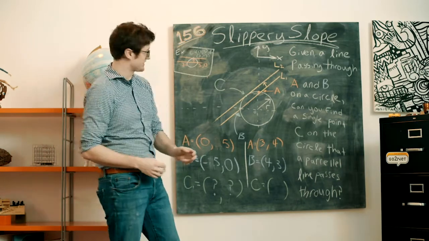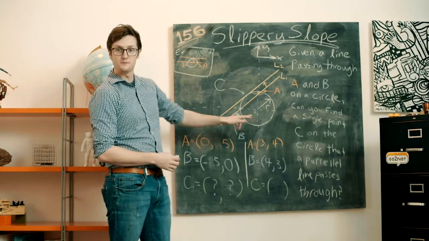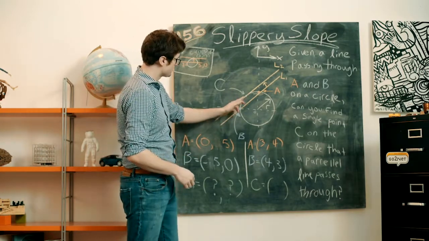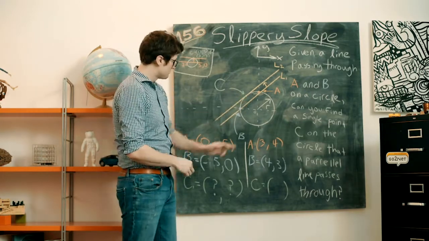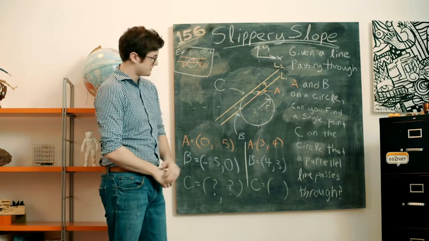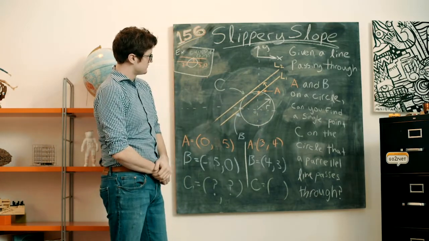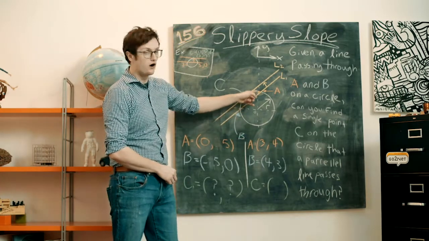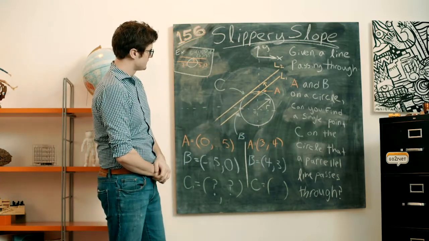First things first, we can see that we've got a circle here. On this circle, we have identified 3 points: points A and B and point C. Notice that they are inscribed on the circle, meaning that the points are on the circle itself.